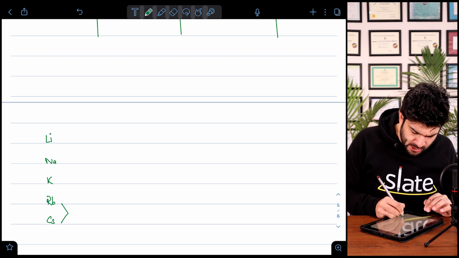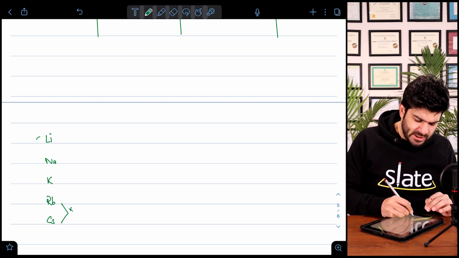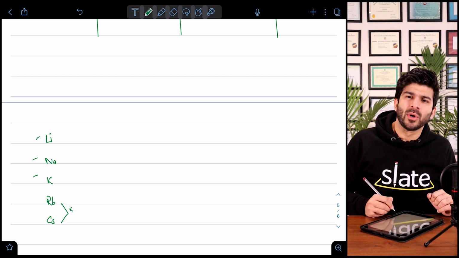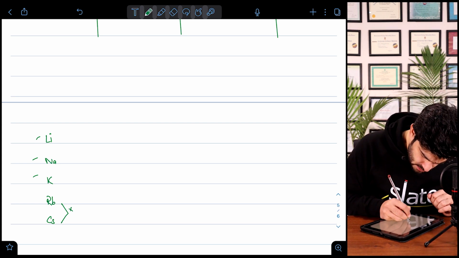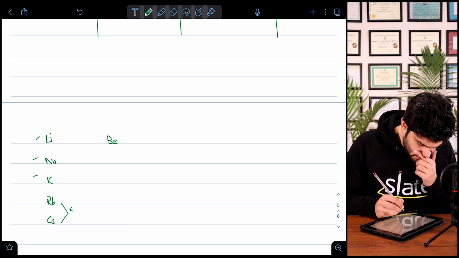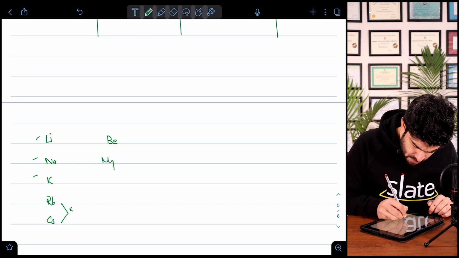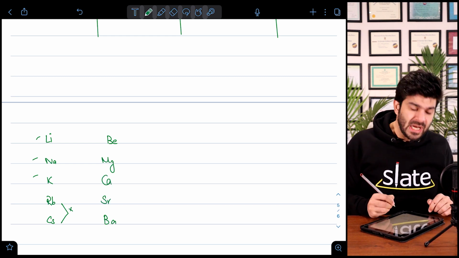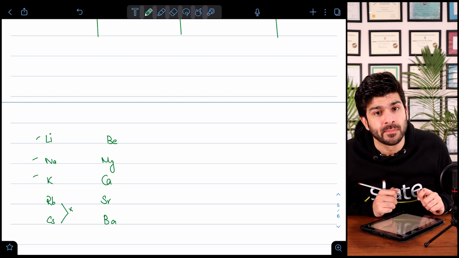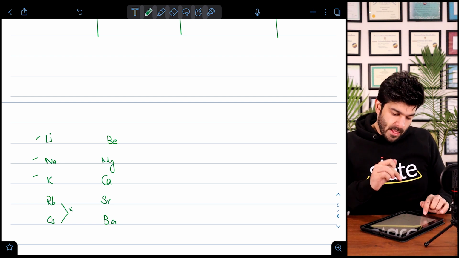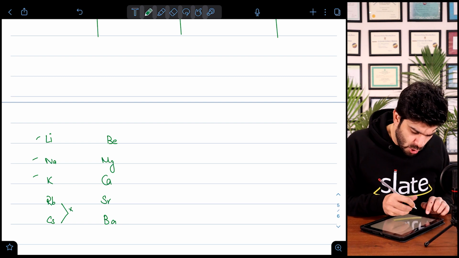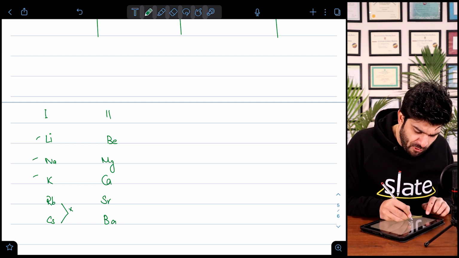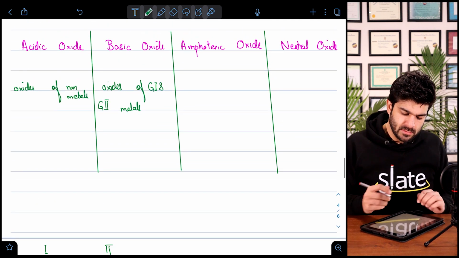Obviously, rubidium and cesium do not react, so we only talk about lithium oxide, sodium oxide, or potassium oxide. Likewise, beryllium, magnesium, calcium, strontium, and barium. So oxides of these elements, group 1 and group 2, will form basic oxides.